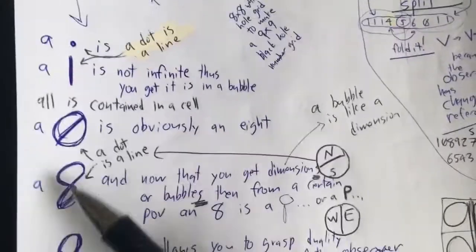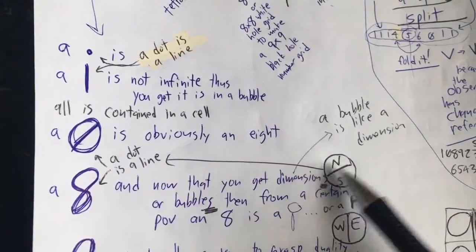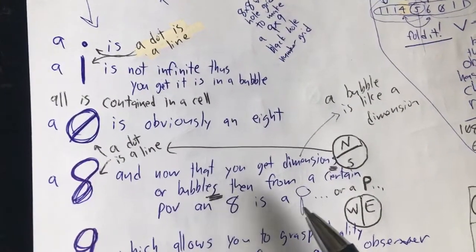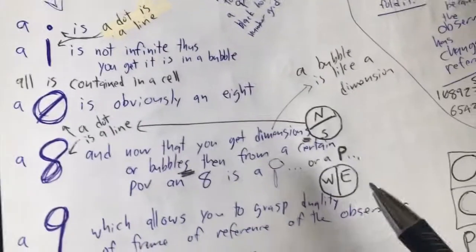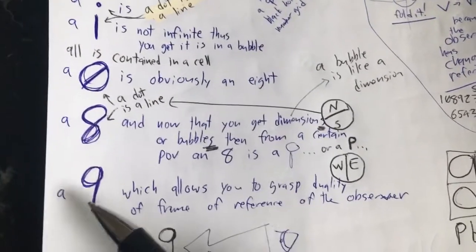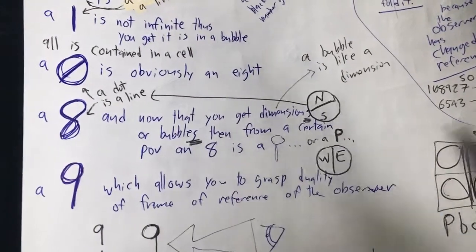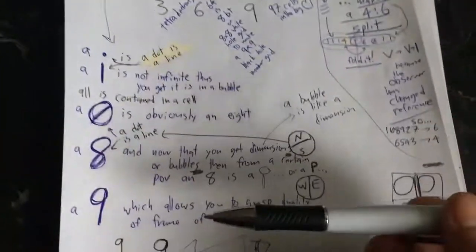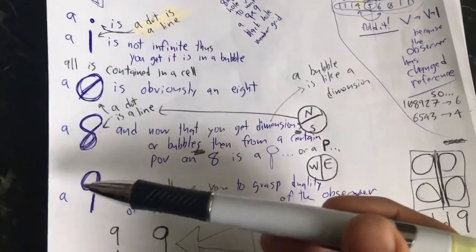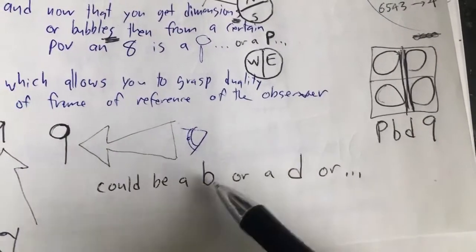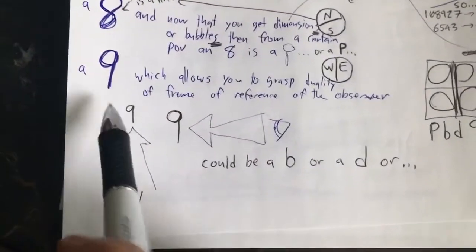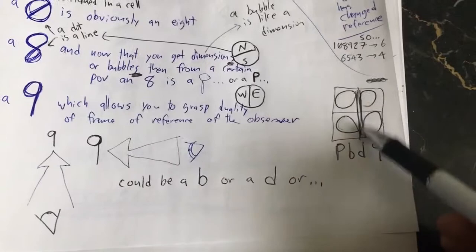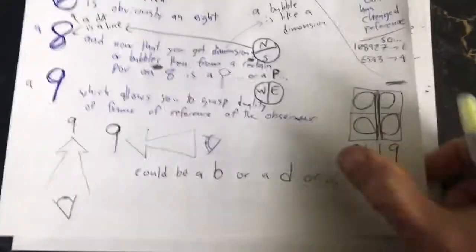Okay. And now that you get dimensions of splitting dots and lines and bubbles, okay, then from a certain point of view, an 8 can start to look like a P, look like a 9, which allows you to grasp duality between your north and south here, and now your east and west here, because you're either looking at it from this point of view, or from this point of view, where this circle would look like a line. And the only characters I can think of with the line on top and a bubble on the bottom are these two. Okay, boom, boom. Here's your 9x9 grid. The P, the B, the D, and the 9 quadrant.